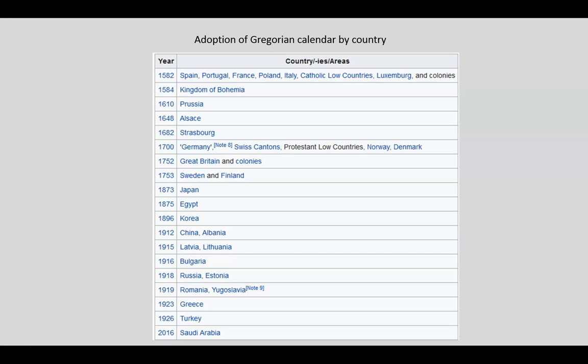Just quickly for interest, here's a partial list of when countries adopted the current calendar. Here are the first ones already seen. Some other non-Catholic countries were suspicious of the Pope's intentions, thinking it might be a Catholic plot, so they delayed adoption of this calendar. Here, for example, is Great Britain and its colonies. Here is Greece and Turkey waiting until the 1920s, and most recently Saudi Arabia in 2016.